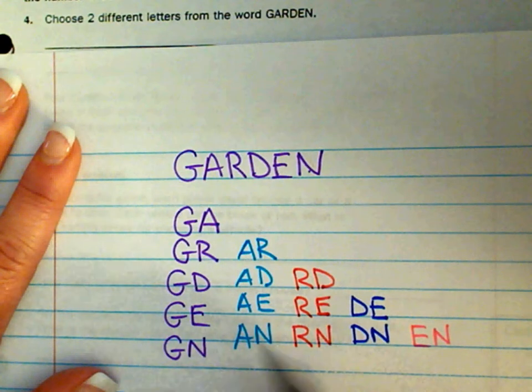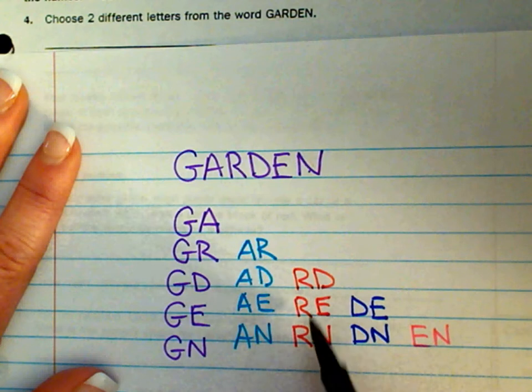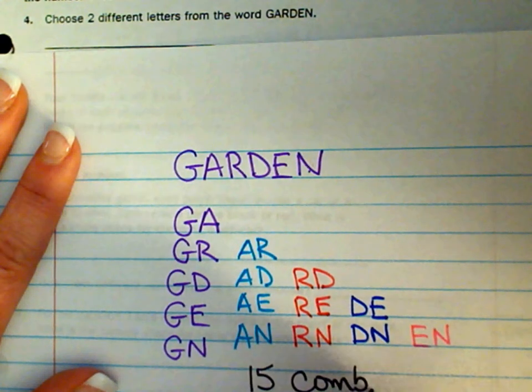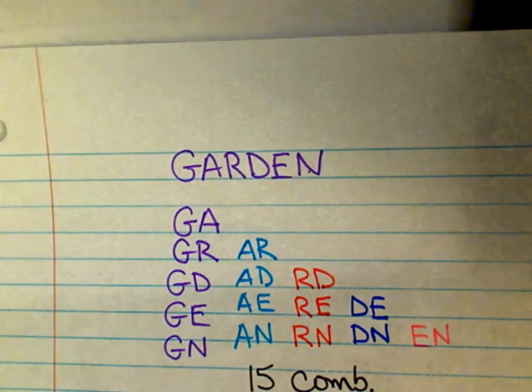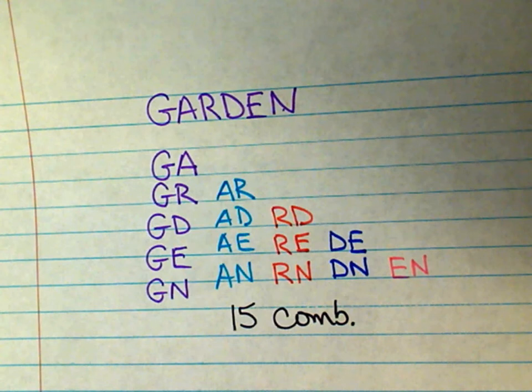So I had 1, 2, 3, 4, 5, 6, 7, 8, 9, 10, 11, 12, 13, 14, and 15 combinations total for that one. So the pattern's a little bit different. We can't just take 2 numbers and multiply them. So make sure that you see a pattern emerging before you just go ahead and multiply.